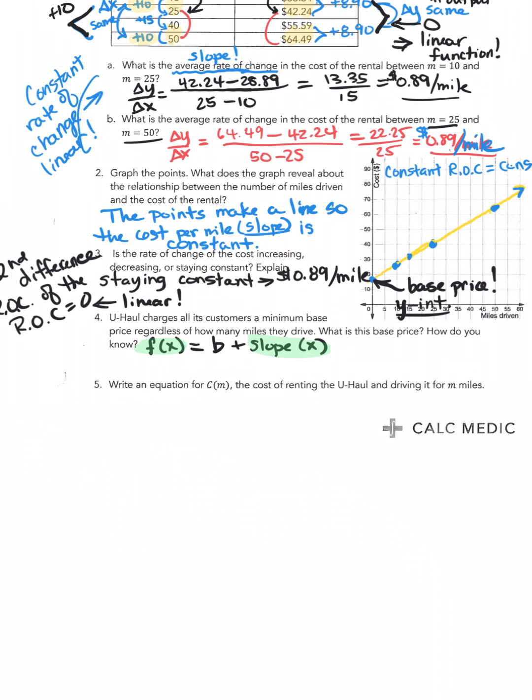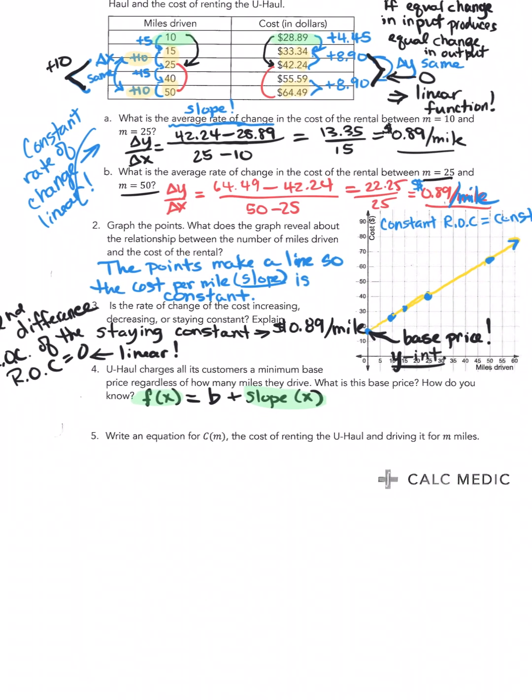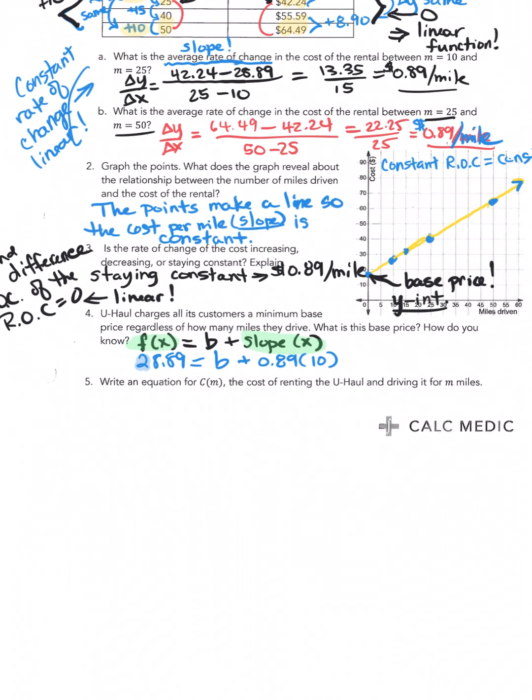What we know is that at a cost of $28.89, we don't know this, but we do know what? Slope was 0.89, and we know that our x, miles driven, I'm sorry, was 10. So let's figure out what b is from plugging into that. We find that b is equal to $19.99. That is the base price.